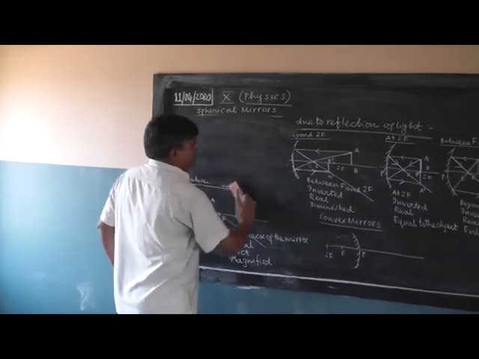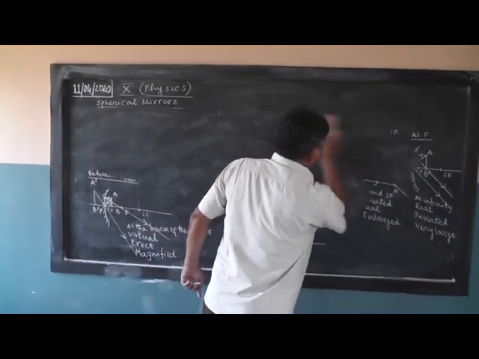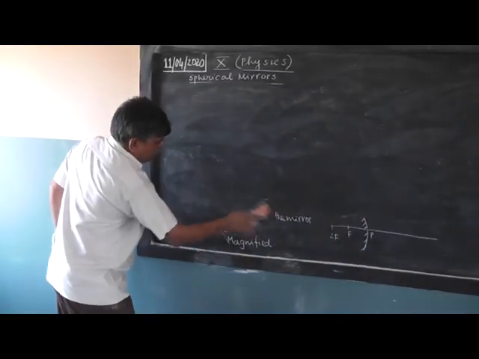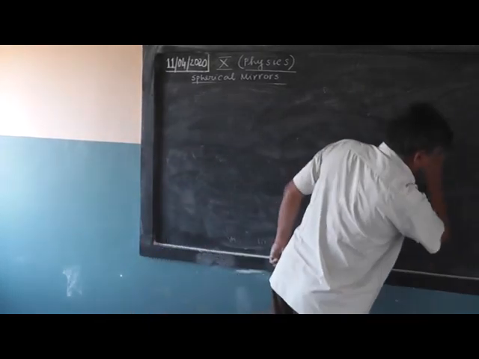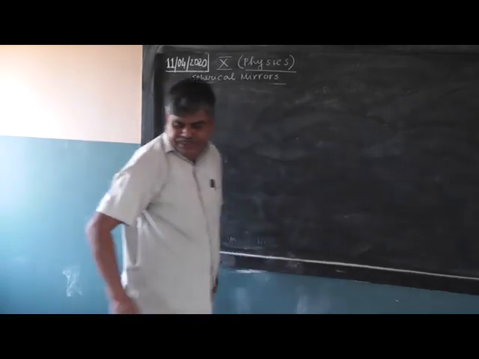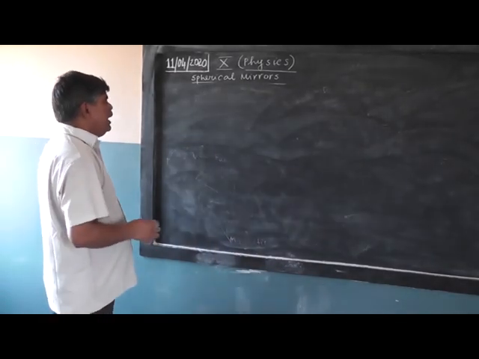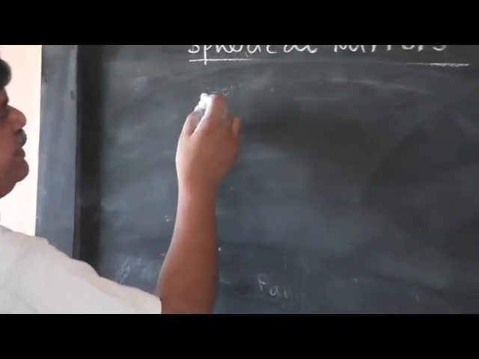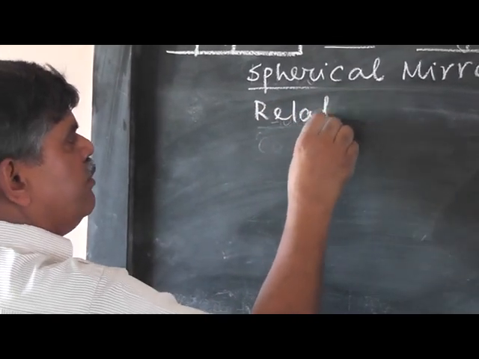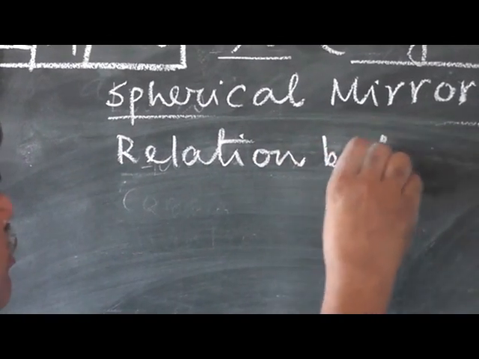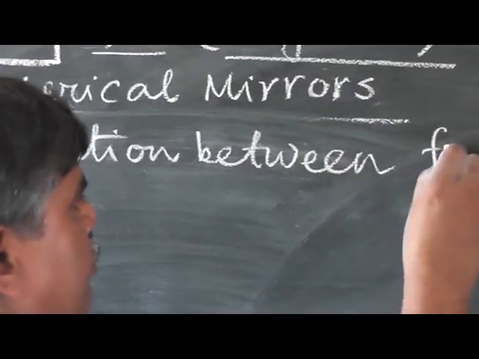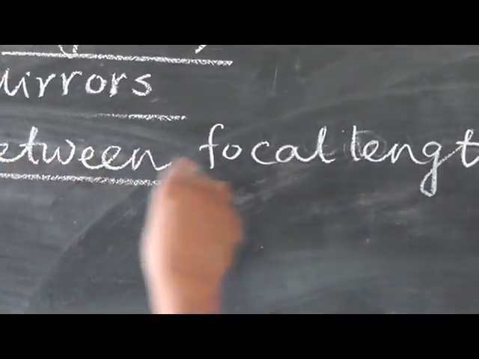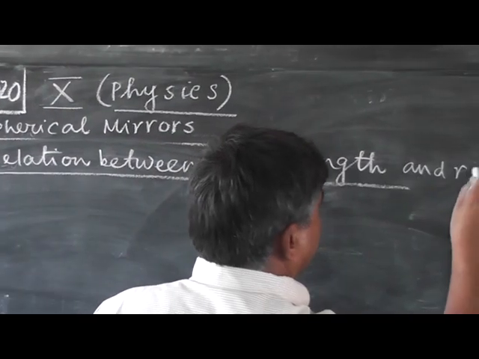Now, I will have another important result about this sort of spherical mirror. What we have done already, we have used it, that whenever we are placing 2F, we are doing it at C, the center of curvature. That means probably that we will have a relation between the focal length and the radius of curvature.